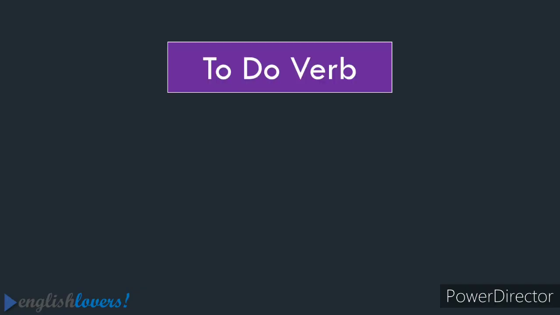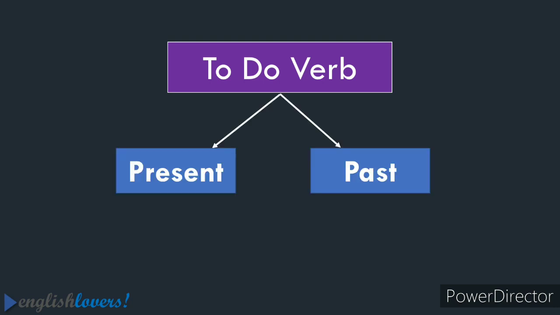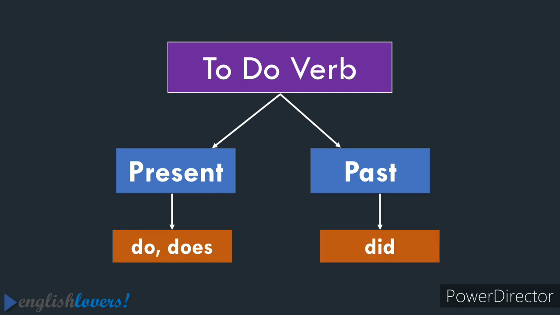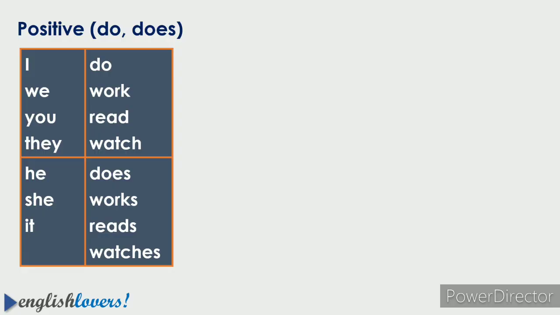We are going to learn two forms of the to do verb, that is present form and past form. In present form, there are two forms of that verb, that is do and does, and there is only one form in the past, that is did. So we are going to study how these three forms, that is do and does in the present and did in the past, are used with the pronouns and how they are used in positive statements, negative statements and in questions.